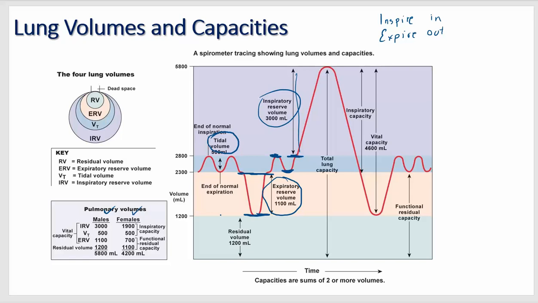So why do we point that out? Because there's air still left in our lungs even after we blow it all out. Okay, so there's still air in there. All the alveoli didn't collapse, we hope. So we call that the residual volume. Okay, so the residual is what's left after breathing out, after your expiratory reserve volume is blown out.